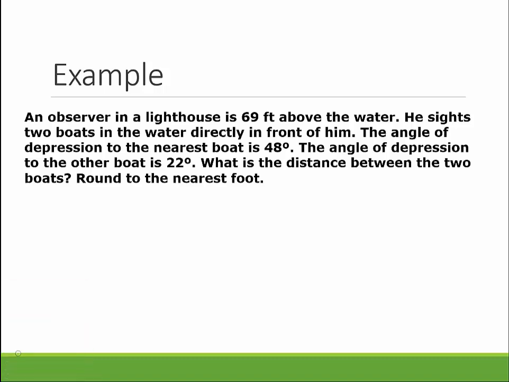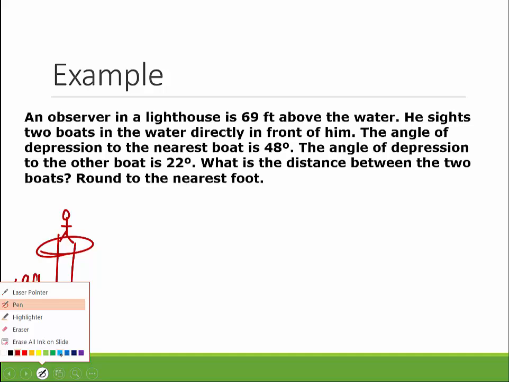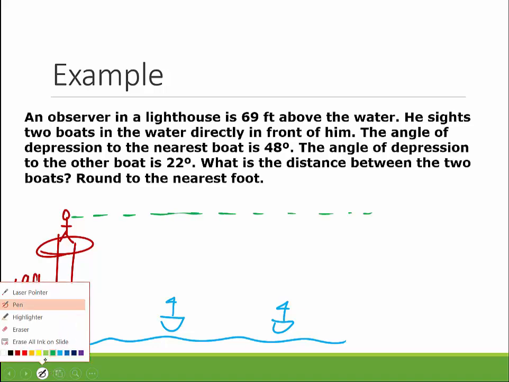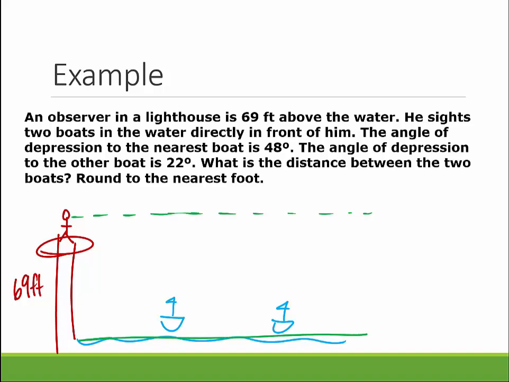All right, so we have this lighthouse, and the person sitting in here, they are 69 feet above, and then we have the water, and we got two boats out here. And it says that the angle of depression to the nearest boat is 48 degrees. So remember, his original line of sight would be right here, this horizontal line. And remember, that is parallel to the water here. And then the angle of depression is the 48 degrees.